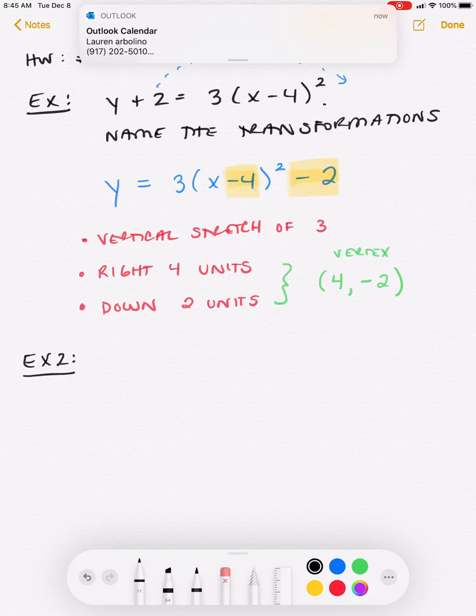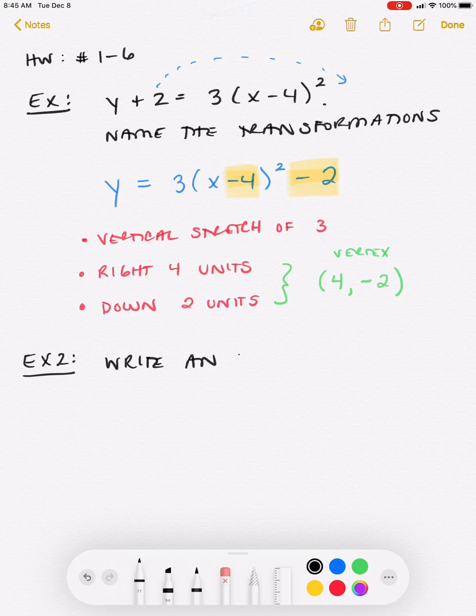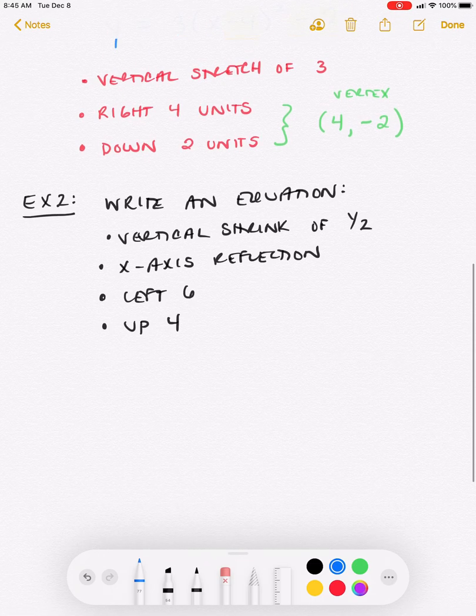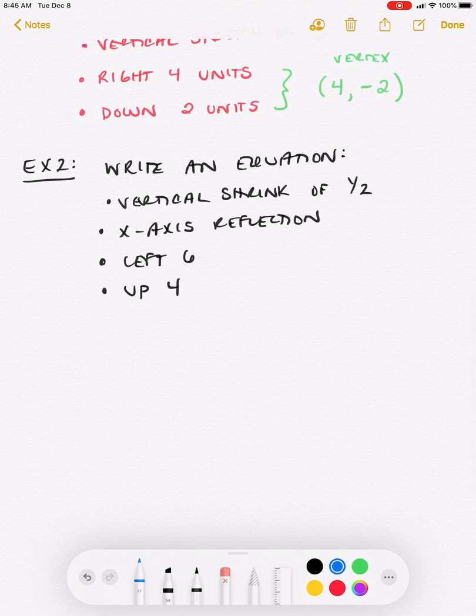Okay, well, the next thing that you were then asked to do in the table was to write an equation given some transformations. So let's suppose there is a vertical shrink of 1/2. Let's suppose there's an x-axis reflection. Let's suppose the vertex is shifted left 6 and up 4. Then we're going to write an equation in vertex form that reflects all of these transformations.